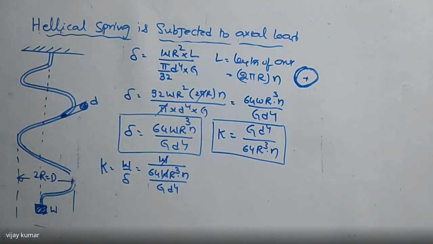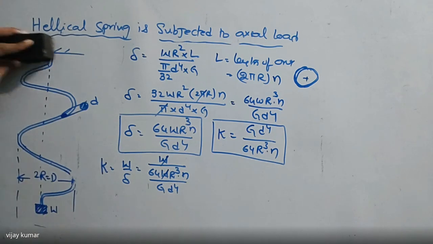So these are the two equations we can use to calculate the stiffness of the spring and the deflection of the spring. After finding that, we can apply this formula to calculate any value in springs. We can calculate the load required, the number of coils required, the radius of the coil required, and the diameter of the spring wire required. K is equal to W by delta, so we can find any one of them now.